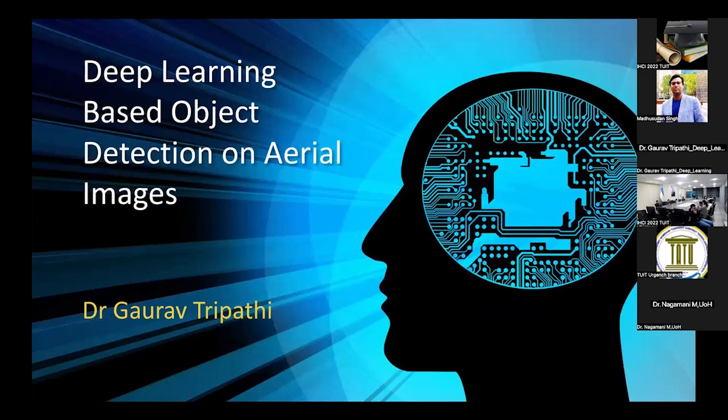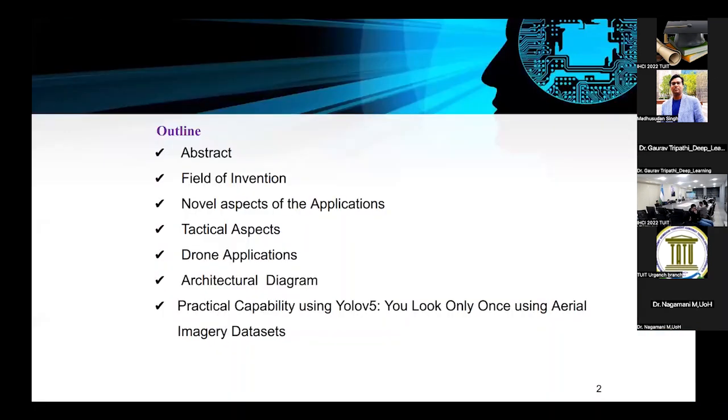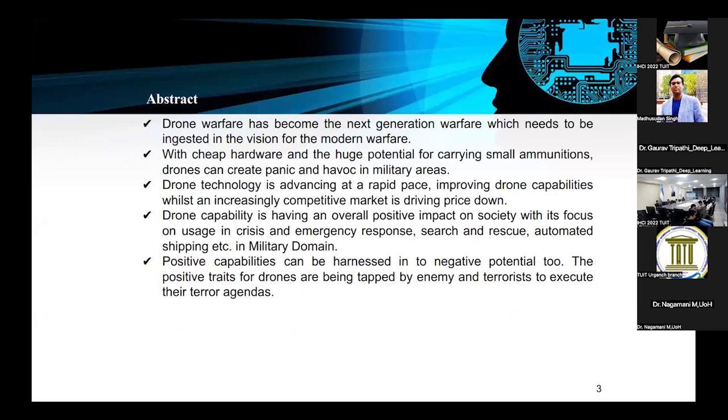What I have actually used here is basically with the perspective of drones, because drones can go up to a limit of 20 kilometers to 50 kilometers, and these are the well crafted aerial images on which usually civilian and military applications are performed. So just as a general introduction, why drone warfare is necessary: because of cheap hardware and huge potential, small ammunition drones can create panic and havoc in military areas, and so on.